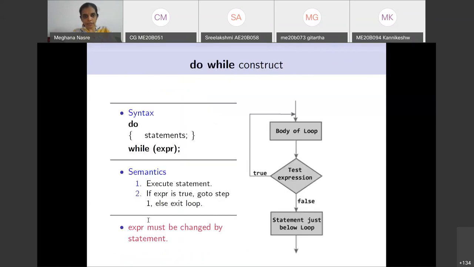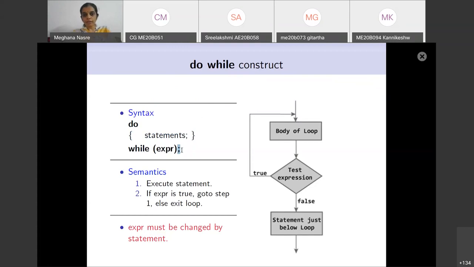Yeah, so I will just highlight the syntax. So this is do. There are statements that are put in these braces. If there's a single statement, you can avoid the braces. Then there is a while, and then there is an expression that you can have. It can be while one or something. Then the coming out of the loop is in the control of the body of the loop. And then there is this semicolon which is required.